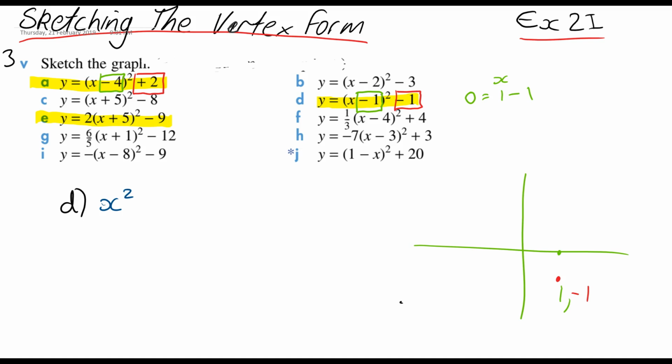I'm just expanding this, and then I'm going to add 1 on the end. X squared minus 1 expanded is x squared minus 2x plus 1, because 1 times 1 is 1, minus 1. Okay, now plus 1 and minus 1 cancel, so I end up with x squared minus 2x. Now this I can factorize and find x-intercepts. So I'm going to do that to find my x-intercepts.